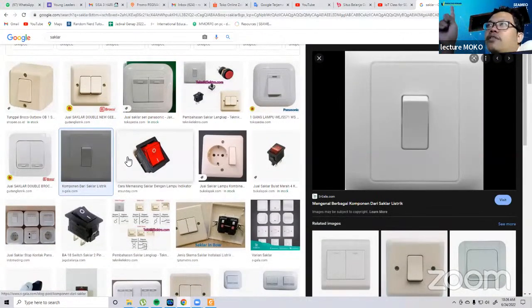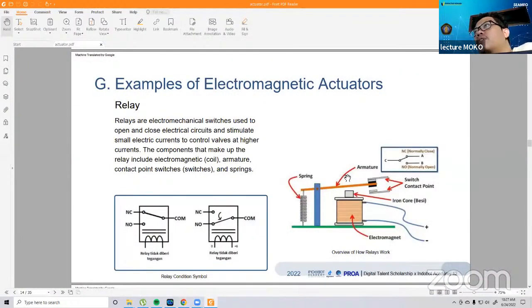We will replace our finger with an electric signal. This is the basic concept of the relay. Relay replaces this type of switch, the mechanical switch. So we don't need to push with our finger, but we can push by electric signal. How to push this switch? We use the electromagnetic mechanism that we talked about before.